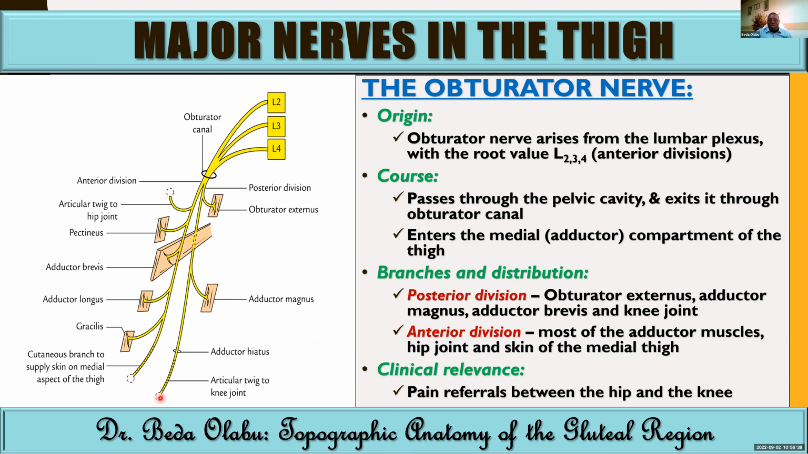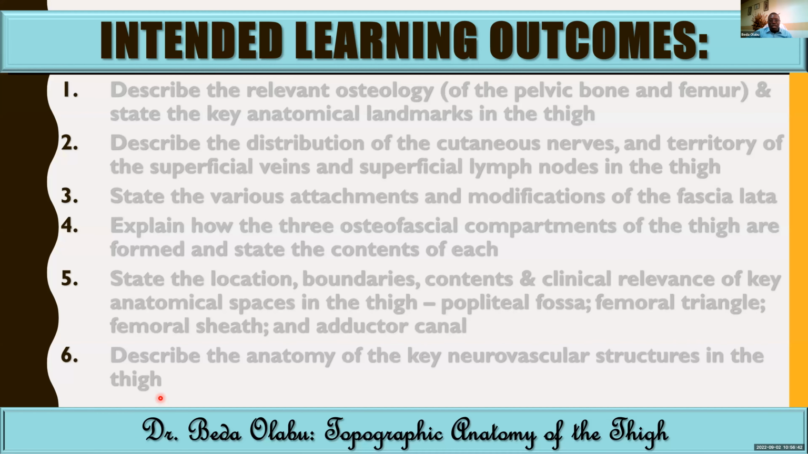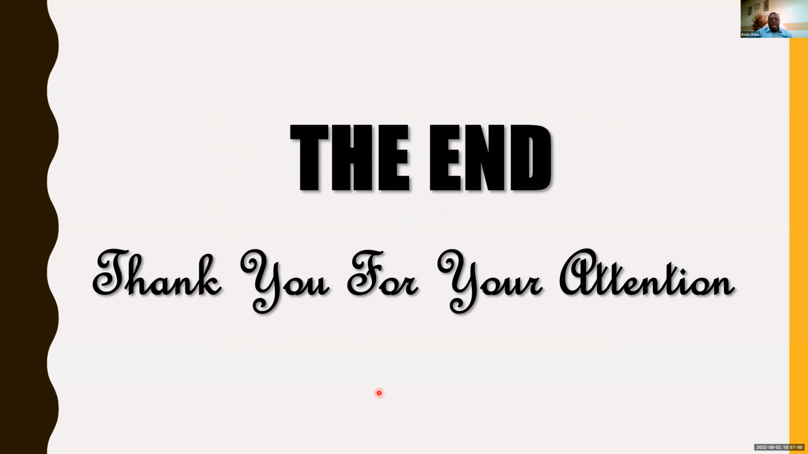Great, so that is the story of the obturator nerve, and that summarizes the story of the topographic anatomy of the thigh. This has been very long. I didn't anticipate it to be that long. If I knew earlier, I would have split it into two, but we're done. So we looked at all our objectives. Thank you very much. That will be the end of it.